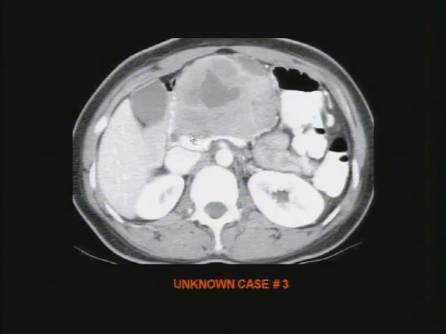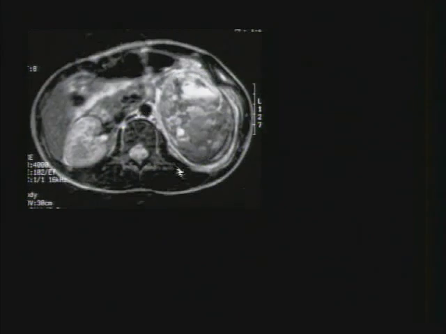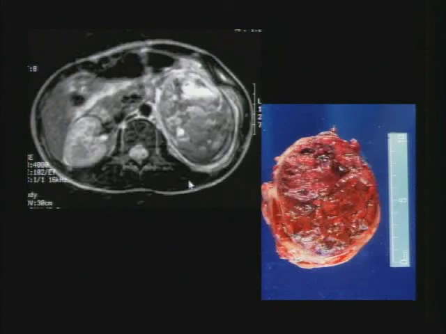So this was our unknown case number 3, and you can see a predominantly solid lesion, but cystic centrally. This was not off of the tail, but this was in a young woman. And again, this was from the AFIP that shows that about 50% occur in the tail, 100% will have hemorrhage, and also look for this fluid debris level in about 20% of cases. On T2-weighted MR, you can see a fluid debris level here in this patient, well encapsulated off the tail, and this is what it looks like on cut section, hemorrhagic and encapsulated.